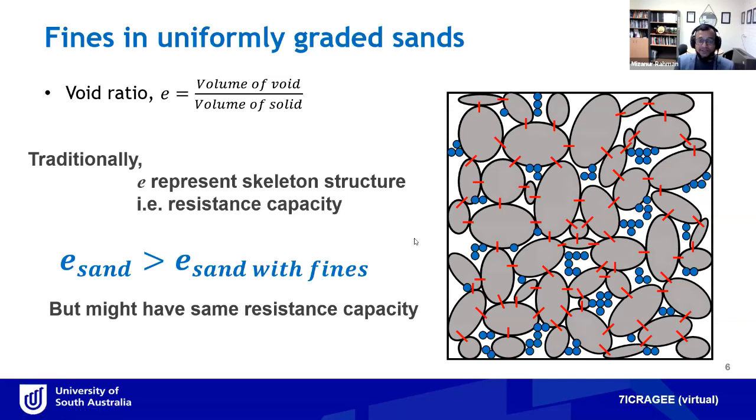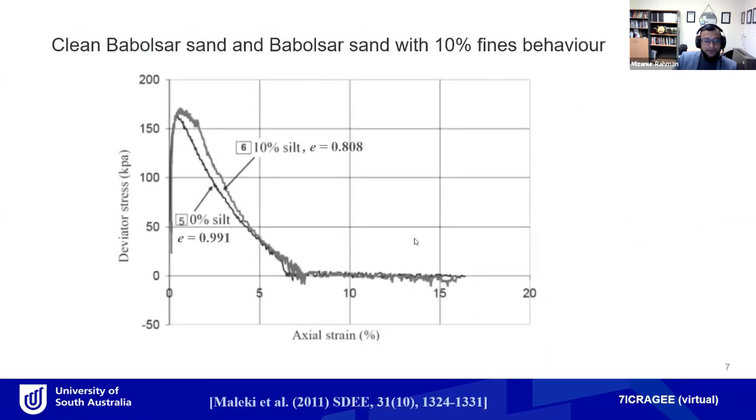So one example you can see over here. These data come from Malachi. They use clean sand and sand with 10% fines. Here is their triaxial test data. The y-axis is deviatoric stress and the x-axis is axial strain. So what do we see?